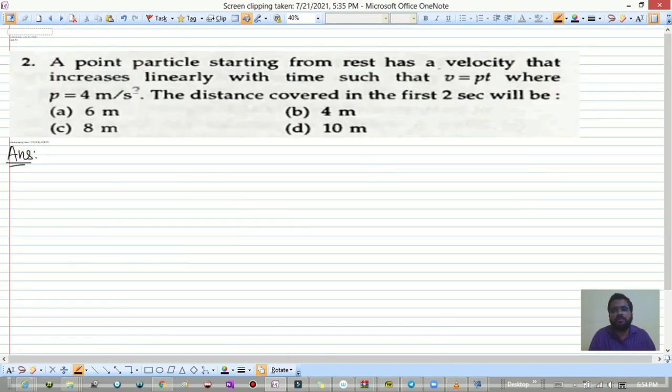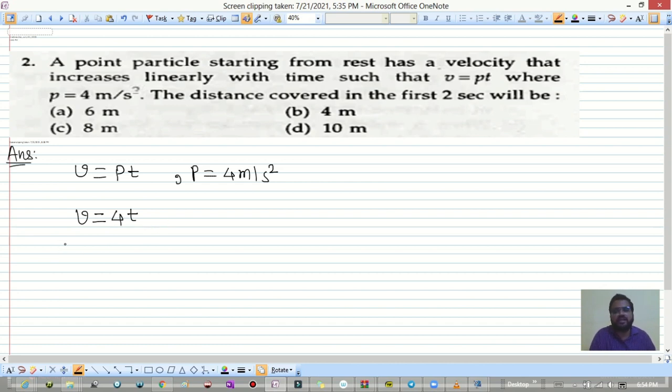A point particle starting from rest has a velocity that increases linearly with time, and that velocity function is given as v is equal to p into t. Here p is given as 4 meter per second squared, right? So if we put it over here, we get v is equal to 4 into t.